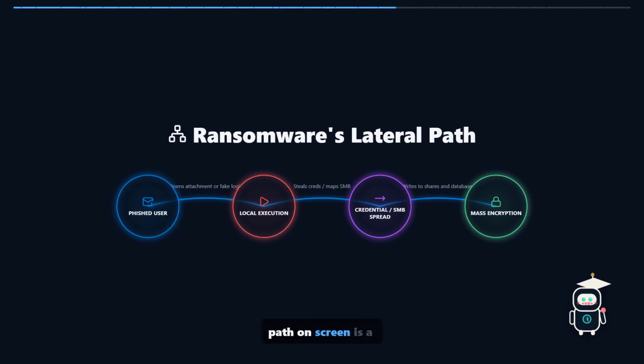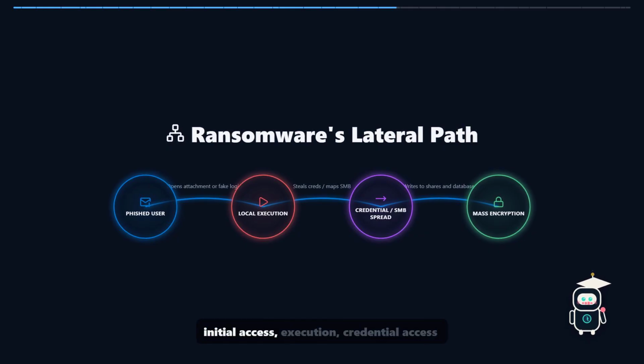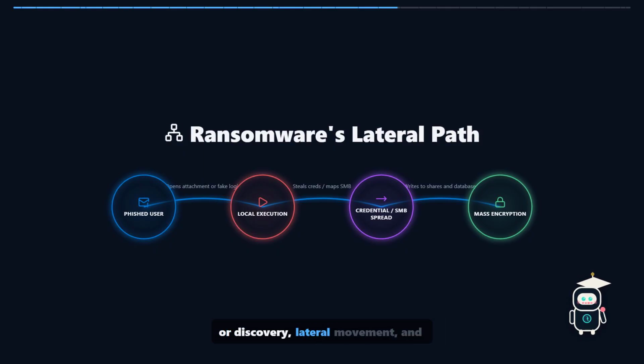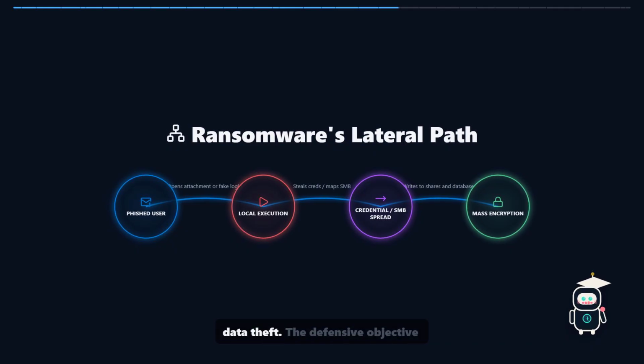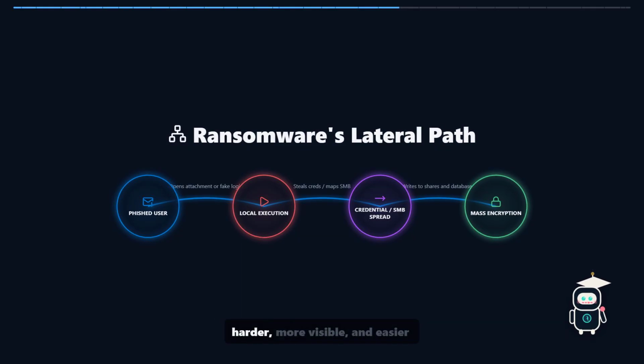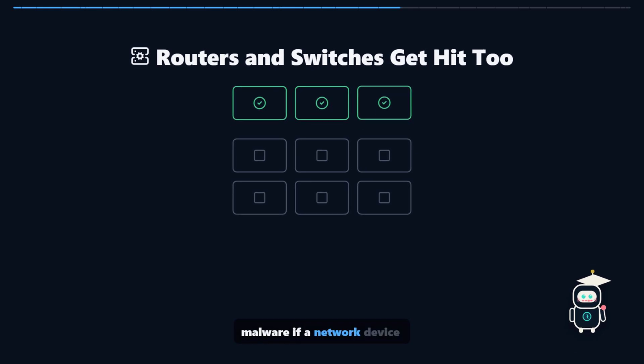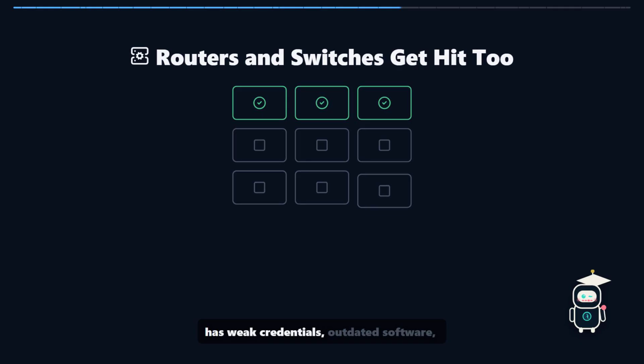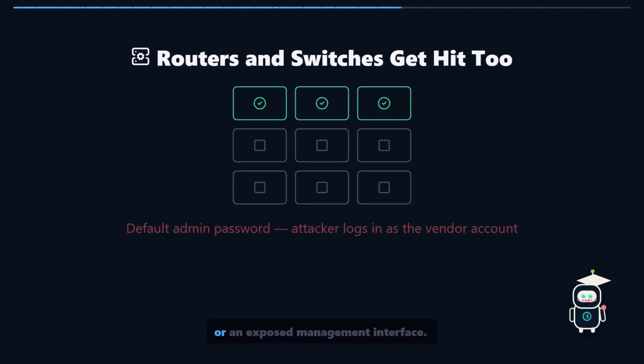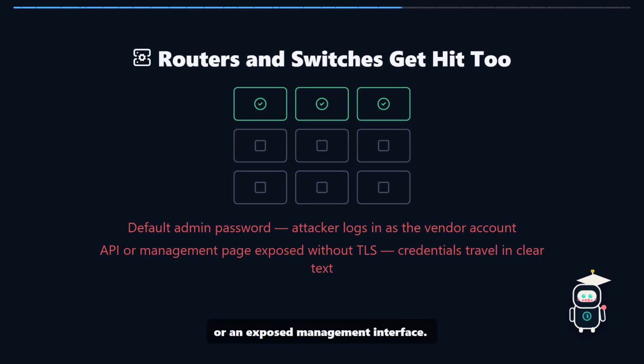The path on screen is a model, not a guaranteed sequence: initial access, execution, credential access or discovery, lateral movement, and impact such as encryption or data theft. The defensive objective is to make each step harder, more visible, and easier to contain. Attackers do not always need malware if a network device has weak credentials, outdated software, or an exposed management interface.